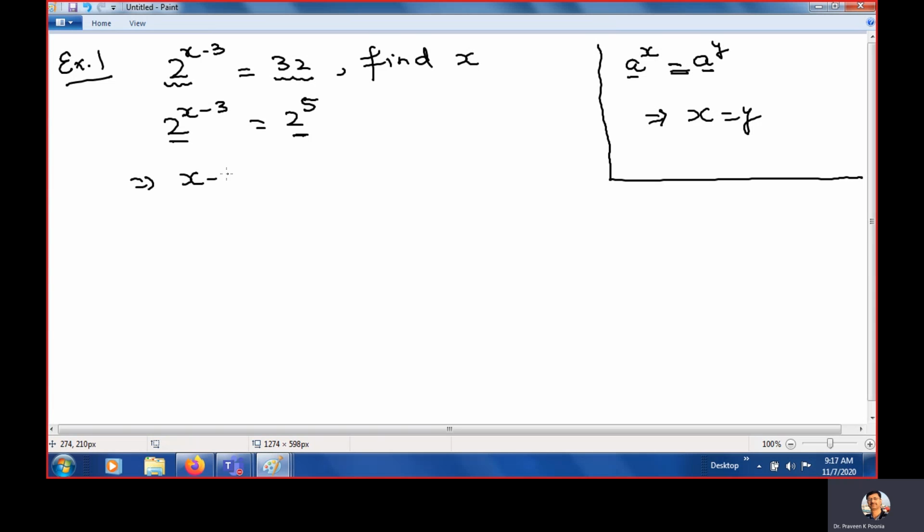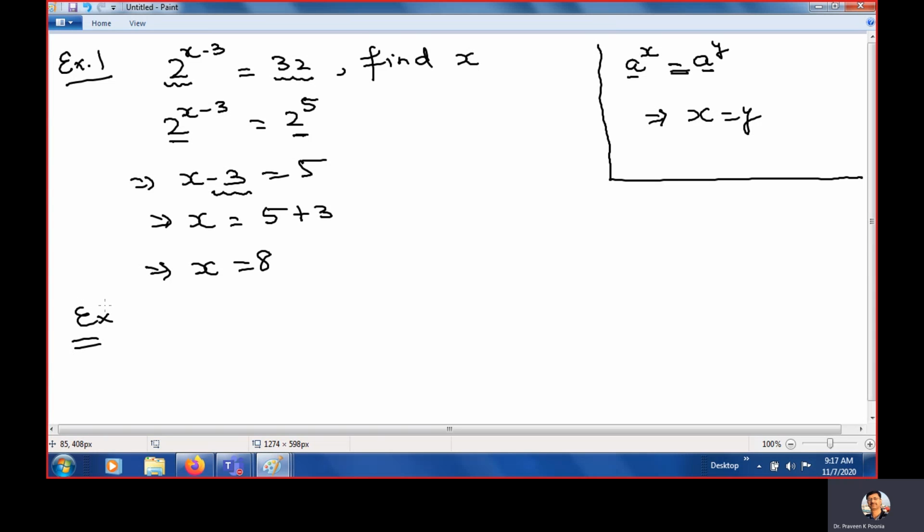So this implies x minus 3 is equal to 5. And x minus 3 is equal to 5 means what? Shift this negative 3 here, plus 3. So what is the answer? The answer is x is equal to 8. This is how we find it. Clear? Now another example we will take.